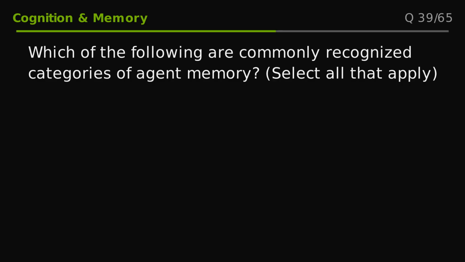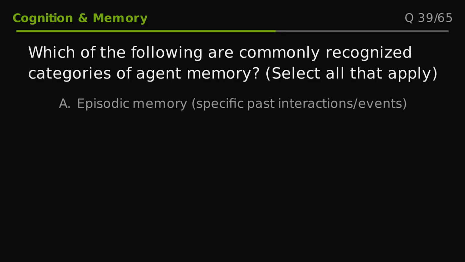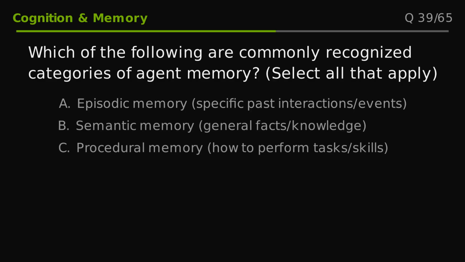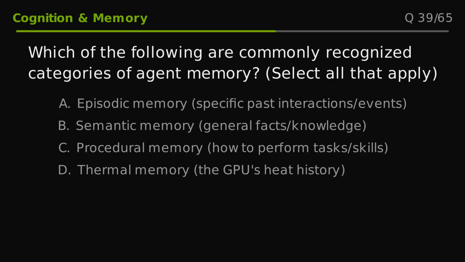Question 39. Which of the following are commonly recognized categories of agent memory? Select all that apply. Option A: episodic memory, specific past interactions or events. Option B: semantic memory, general facts or knowledge. Option C: procedural memory, how to perform tasks or skills. Option D: thermal memory, the heat history.